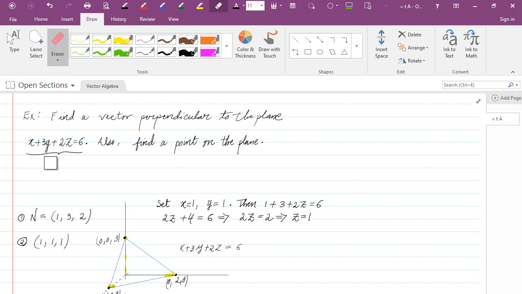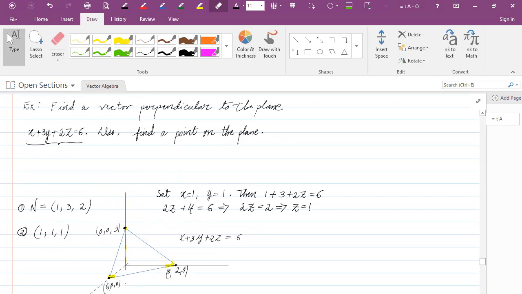Then it says find a point on the plane. Well, in order to find any one point on the plane, you can set, let's say, x and y to whatever values you like, and then you solve for z. So if I pick x to be 1 and y to be 1, then in the equation, replacing x by 1 and y by 1, I get 1 plus 3 plus 2z is equal to 6, so 2z plus 4 is equal to 6, and then I get that z is 1. So I see that when x and y are 1, then z has to be 1. So (1, 1, 1) would be a point on this plane.